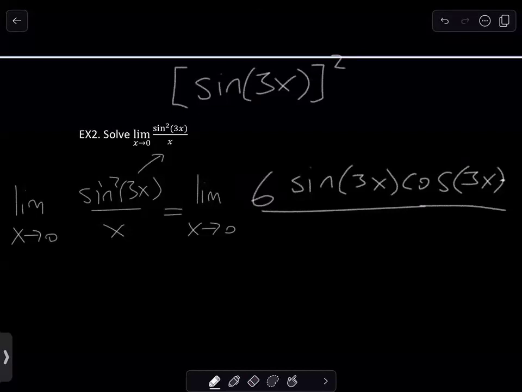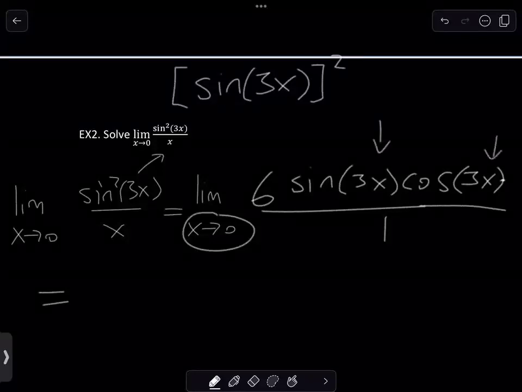Right, and then if you had to differentiate the bottom, differentiate x, you're going to get 1. Okay, now we can just make the direct substitution. So let's try. Okay, so we see that x is approaching 0, so substitute 0 wherever you have x.